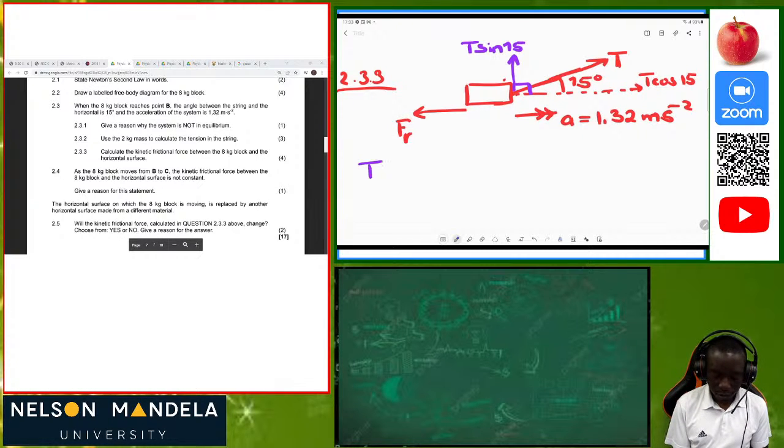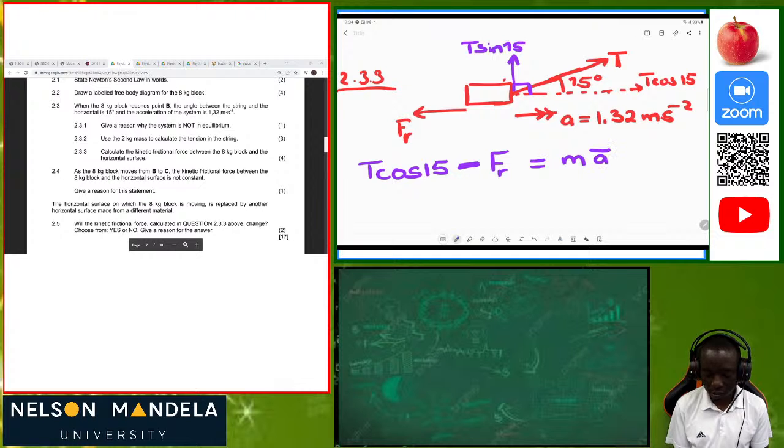I'll continue with this purple one. I think you can still see it. T cos 15 is pulling to the right, minus the other force, which is the frictional force, and these two give the net force, which gives the acceleration. So this is equal to mass times the acceleration.